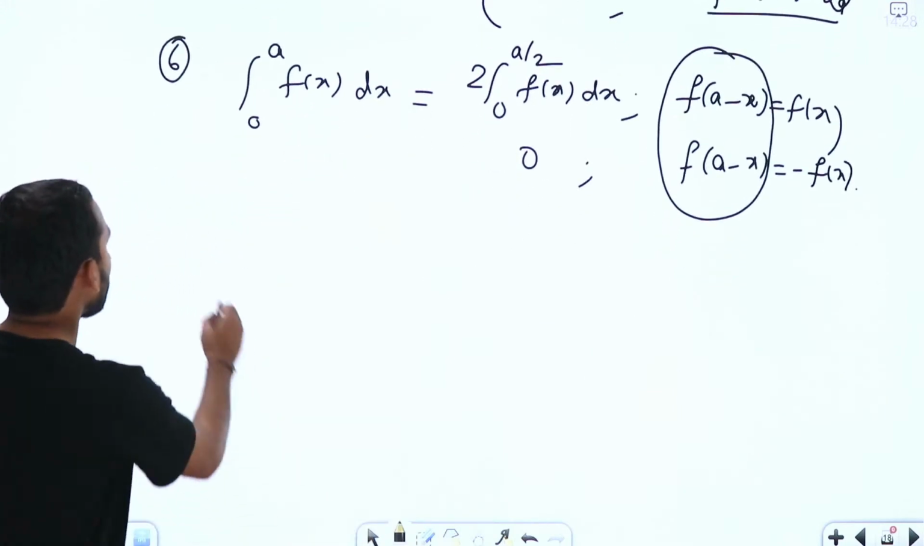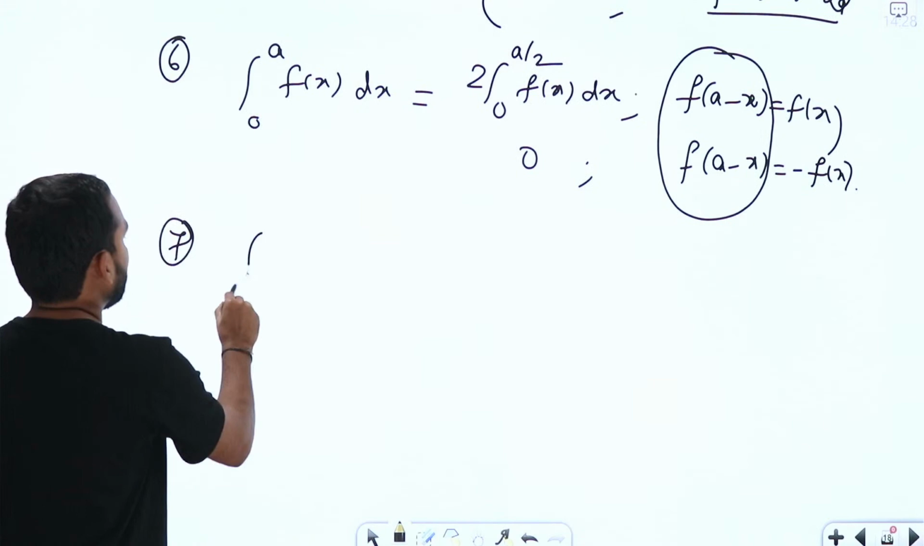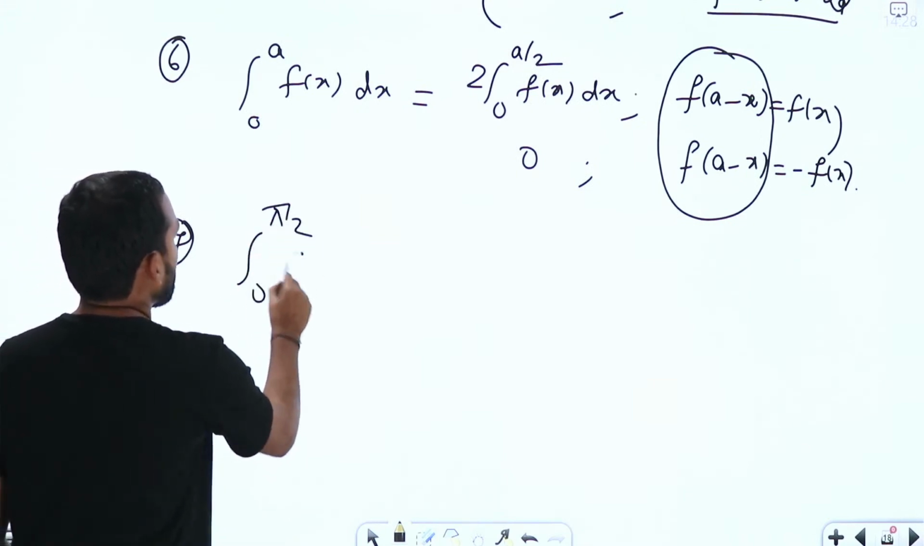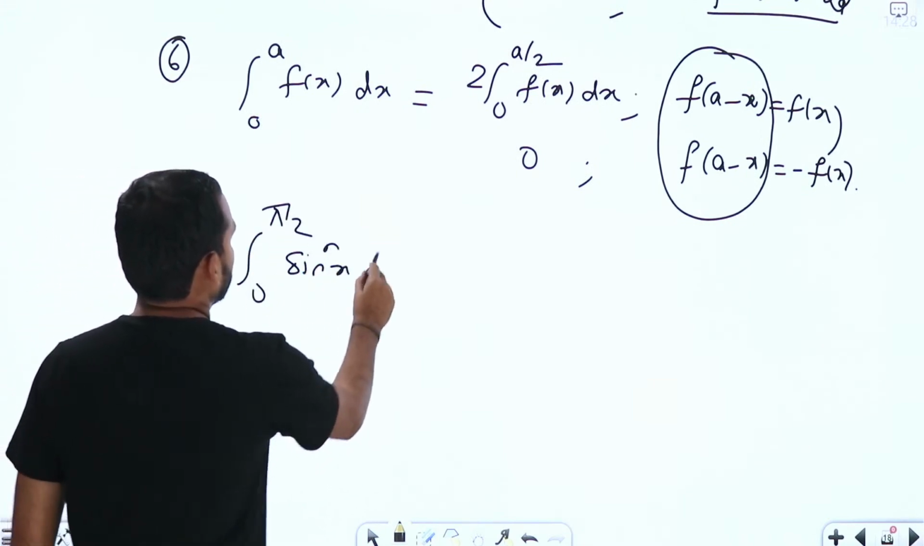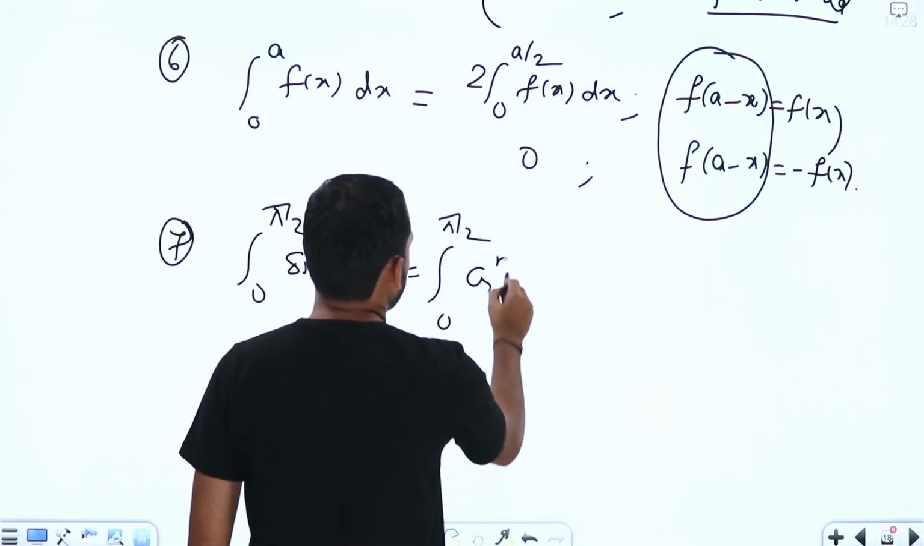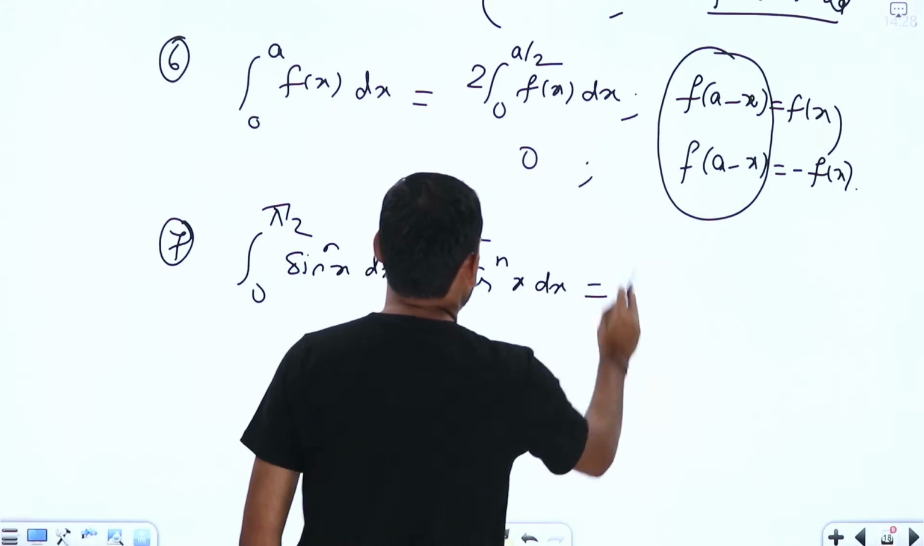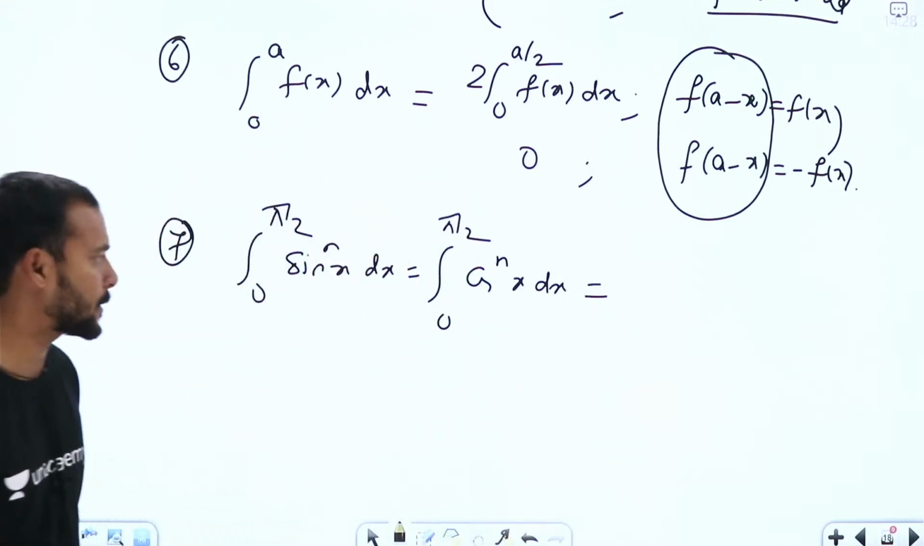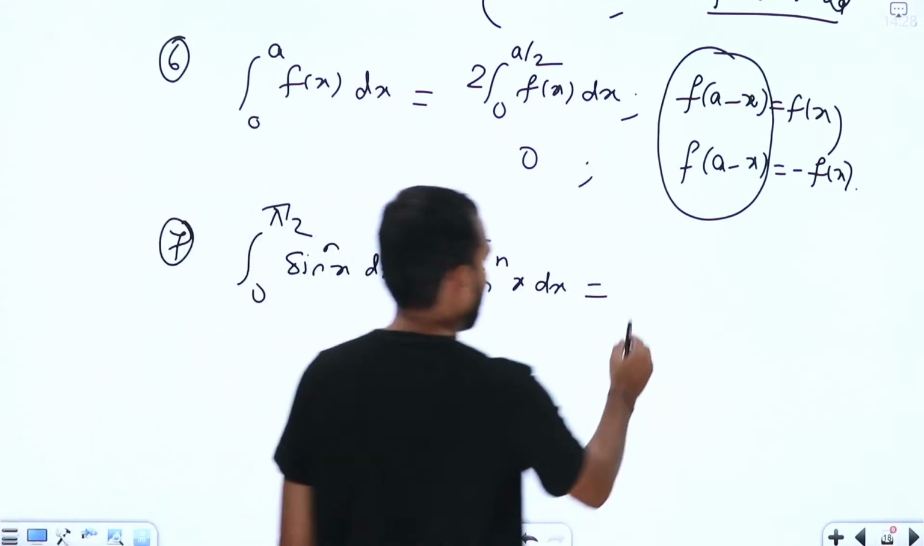Similarly, let me move on to the next one, which is integral 0 to pi by 2 sin to the power n x dx, equal to integral 0 to pi by 2 cos to the power n x dx.